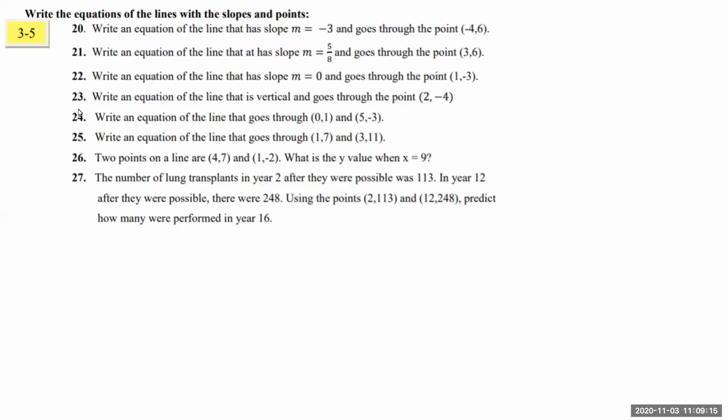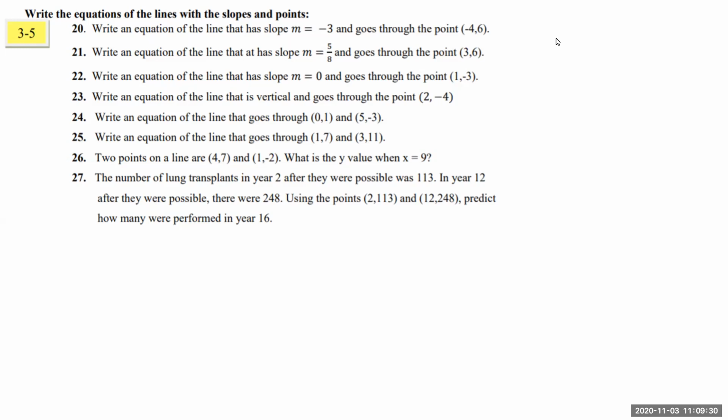Okay, so here we are in section 3.5. We're going to be going through numbers 20 through 27. Starting with 20, we are going to be writing an equation of the line that has a slope of m equals -3 and goes to the point (-4, 6).